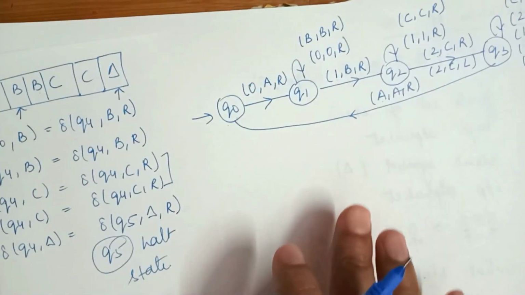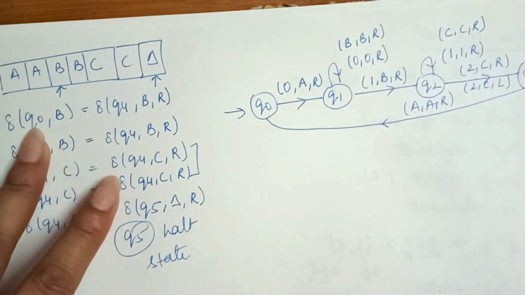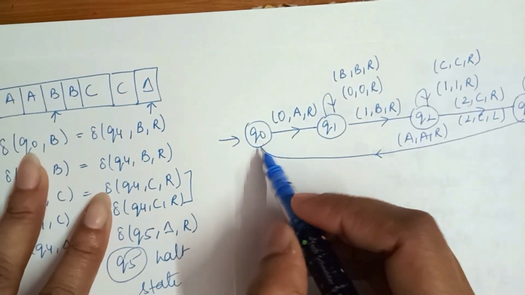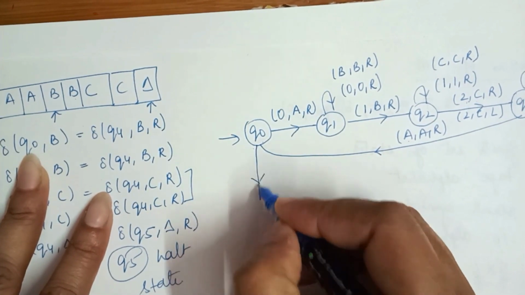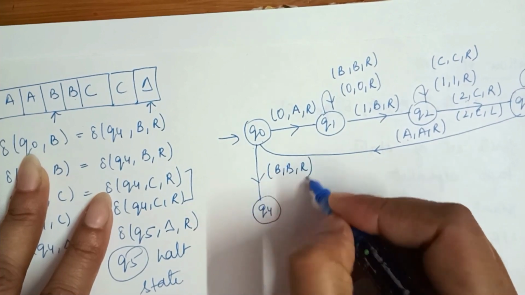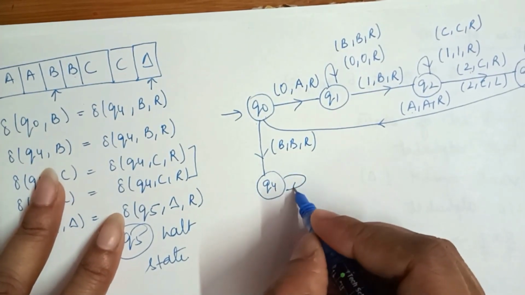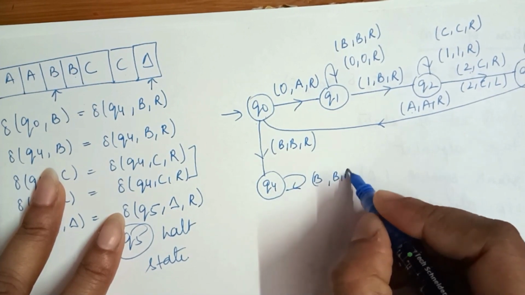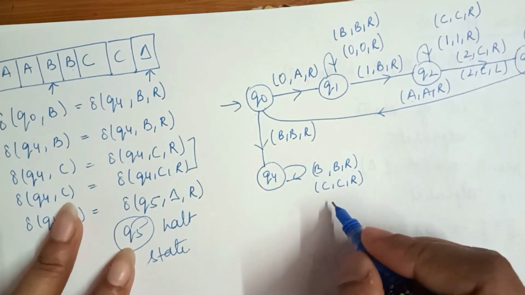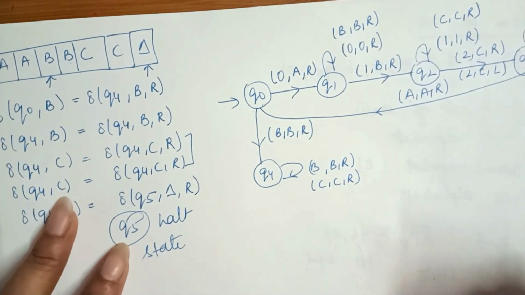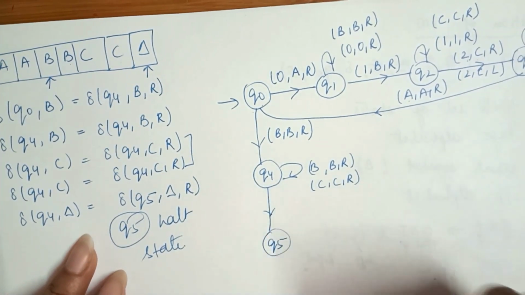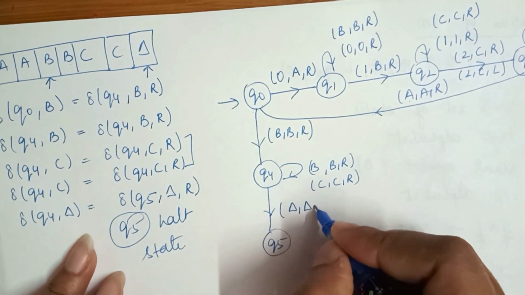Okay, so after 12, the next is Q0, see here, Q0 with B. So if I am on Q0 and reading B, I am moving to the next state, that is Q4. So this will become B, B, R. Now on Q4, if I am reading B, B, B, R. So this is C, C, R. Q4 again C, C, R, so we take it by at least 1. Then we reach the halt state, that is Q5, and the input is delta, R.